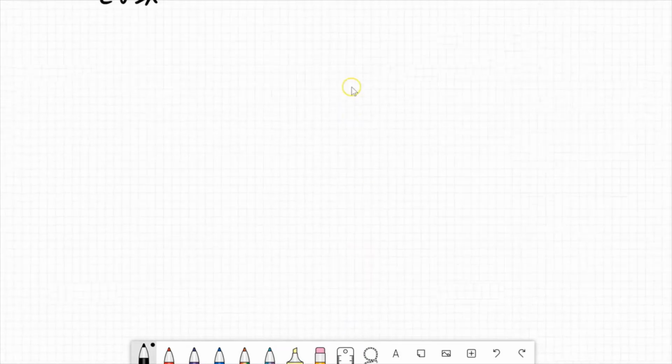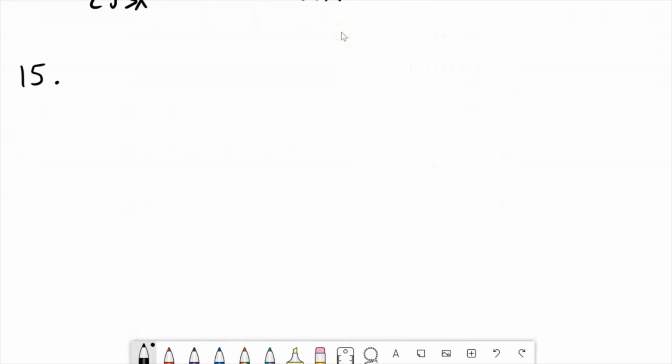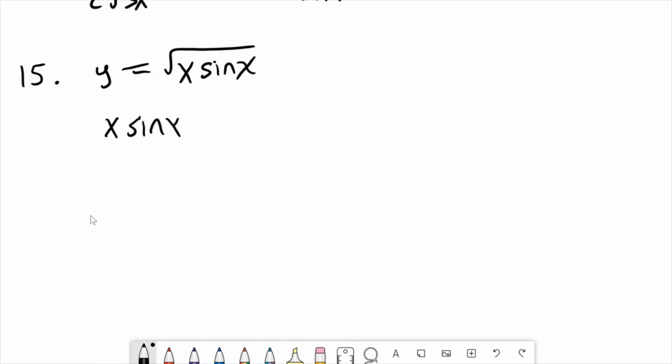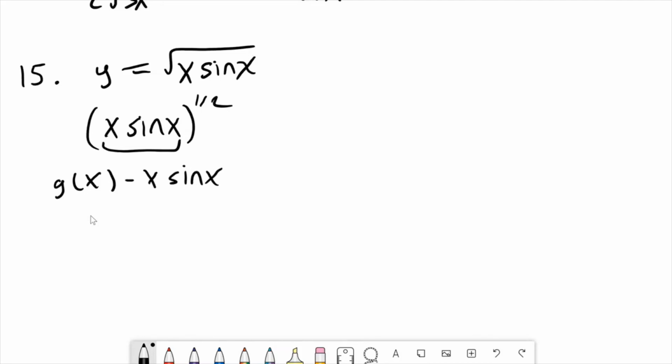Continuing on, let's just go to 15. This is the last example. Let's do one more to wrap it up. y is equal to the square root of x sine of x. This is a kind of product rule, but it's actually a much larger thing. So I rewrite it as x sine of x to the 1/2. We have to apply the product rule to the inner part, so the inner part is g of x equal to x sine x.